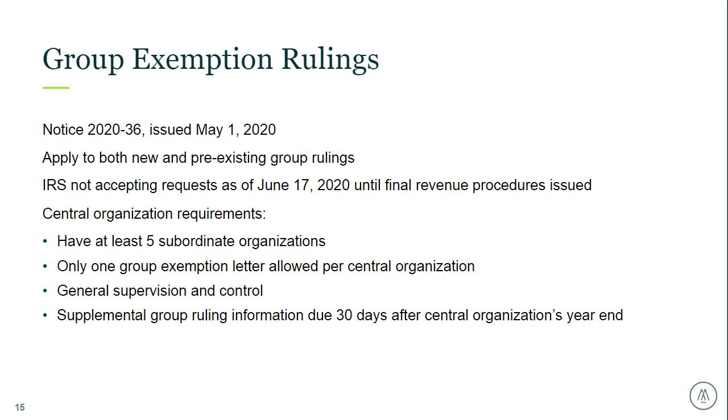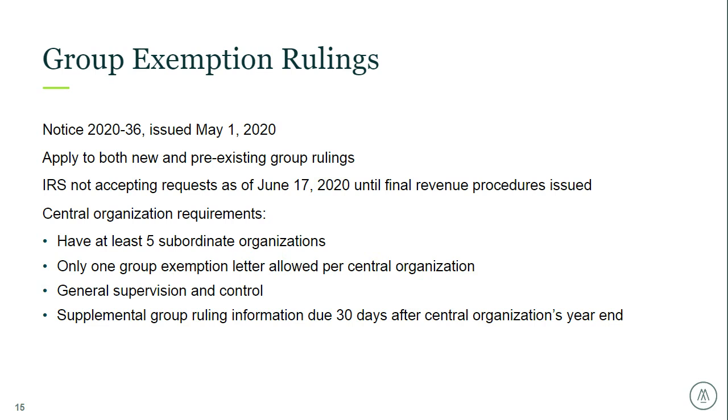In other words, you can still have churches, hospitals, and schools under the same group exemption. But the IRS feels that these matching requirements make exercising general supervision and control easier since they'll all be subject to the same requirements, and the proposed revenue procedure also defines the terms affiliation, general supervision, and control, which were undefined before.